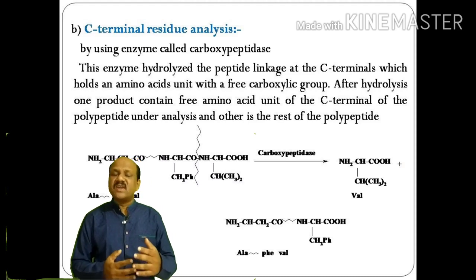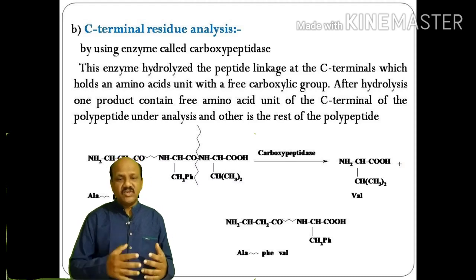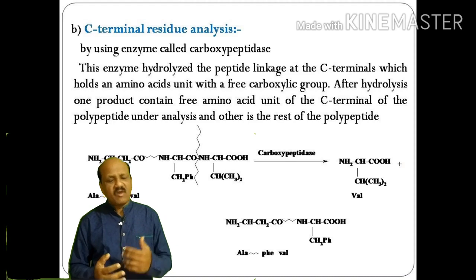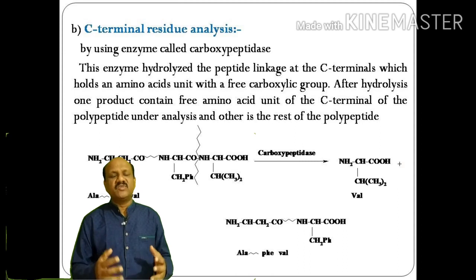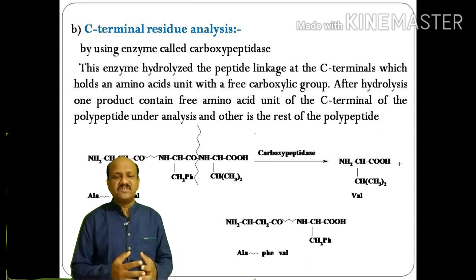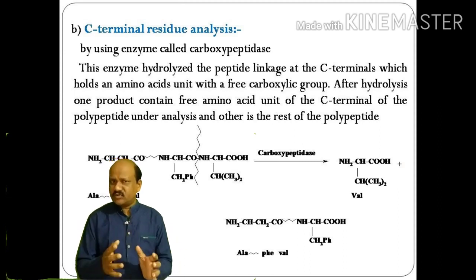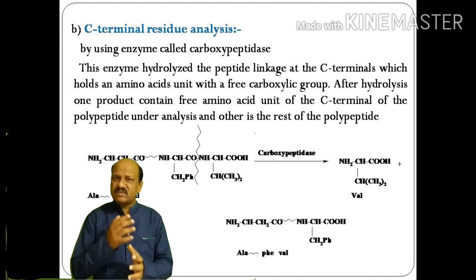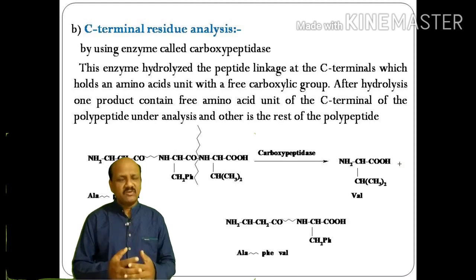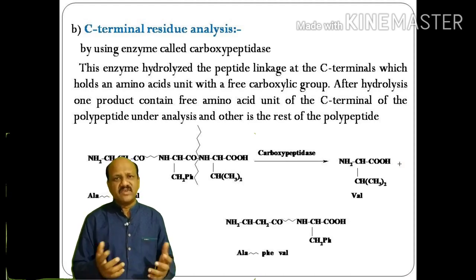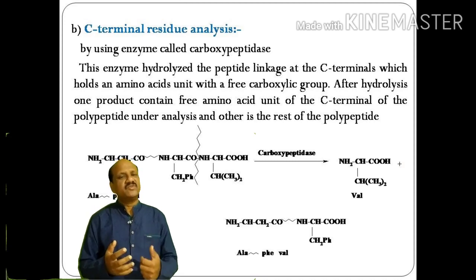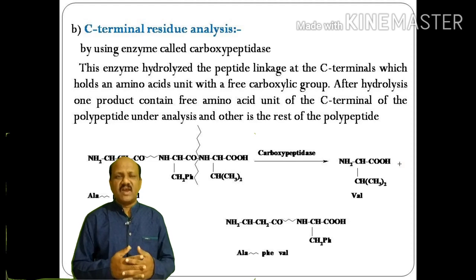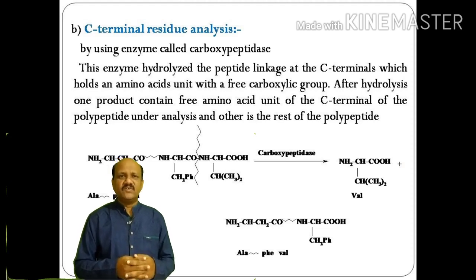After hydrolysis, one product contains the free amino acid unit from the carbon terminal of the polypeptide under analysis, and the other is the rest of the polypeptide molecule. So, the rest of the polypeptide molecule is formed, less one amino acid molecule. In this way we can analyze and determine by using this method of C terminal residue analysis. So I hope you enjoyed this video.